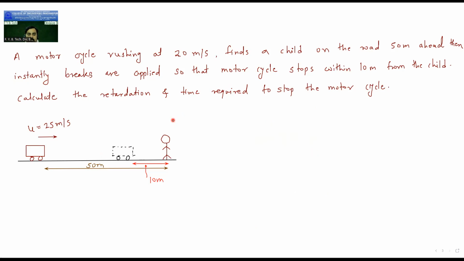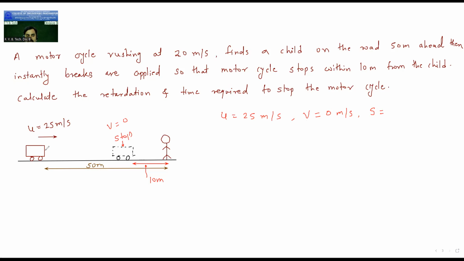Okay, so now see here, we want to calculate the acceleration. How do we calculate? So given data is, you know, u initial velocity 25 meter per second. Okay, what is the final velocity? It will stop here, so your final velocity v is 0 meter per second. Okay, and what is the distance travelled?